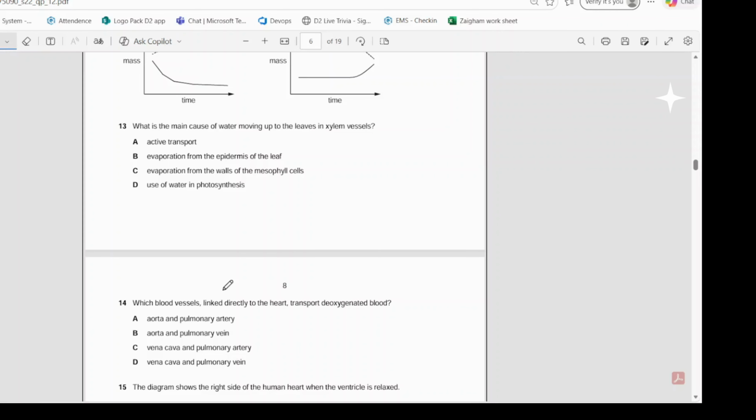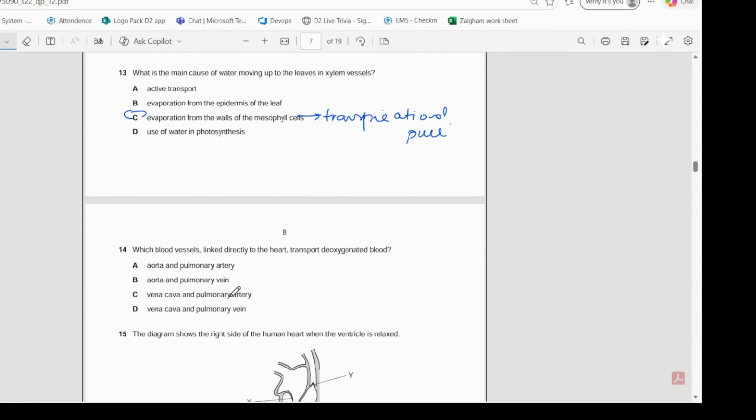What is the main cause of water moving up the leaves in the xylem vessels? Of the mesophyll cells. So this is the transpirational pull which pulls the water upward. Transpirational pull. And this is the main factor which moves the water upward. Okay. There are three movements: one is root pressure, then capillary action, and then transpirational pull.